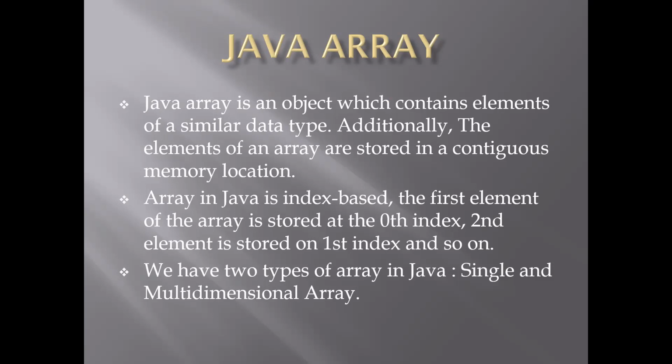Okay, let's go to our next point. Array in Java is index based. Of course, we start counting from 0. So the first element of the array is stored at index 0, the second element has index 1, and the third element has index 2. We always start counting from 0, not from 1. And using this index, we can access the elements inside the array.